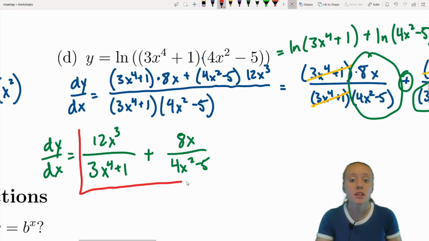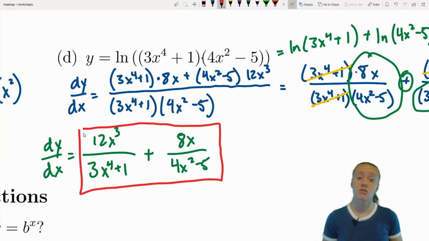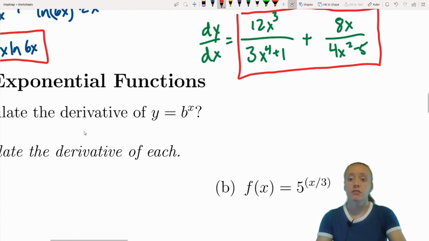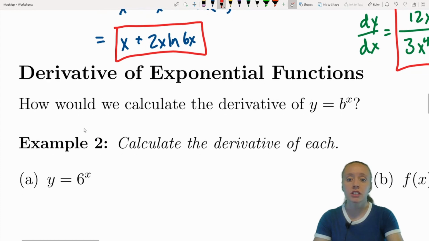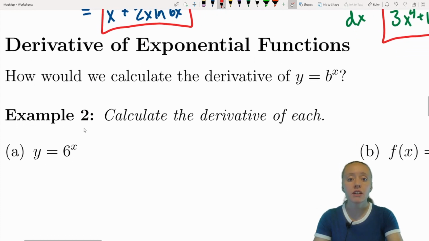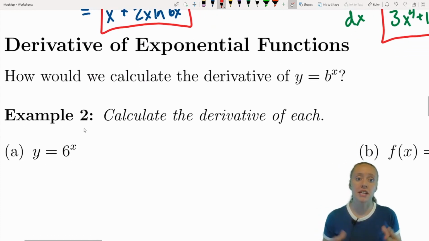So sometimes remembering those log rules makes it a lot less work when taking the derivative. That's why I said it was important in the beginning to review those. Now let's move on from logarithmic functions to exponential functions. How would we calculate the derivative of y equals b to the x?